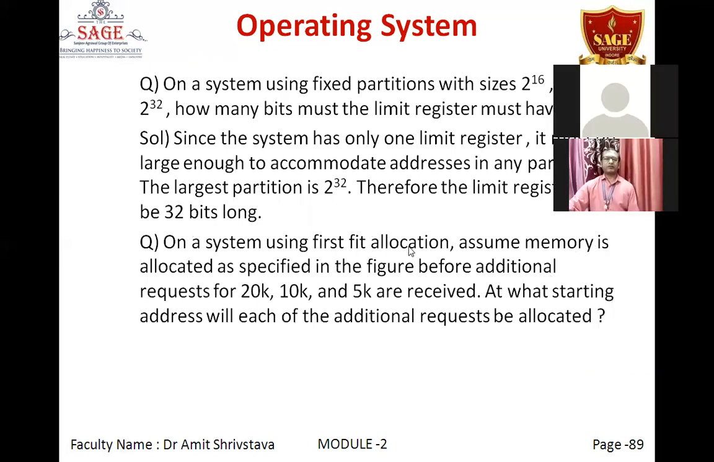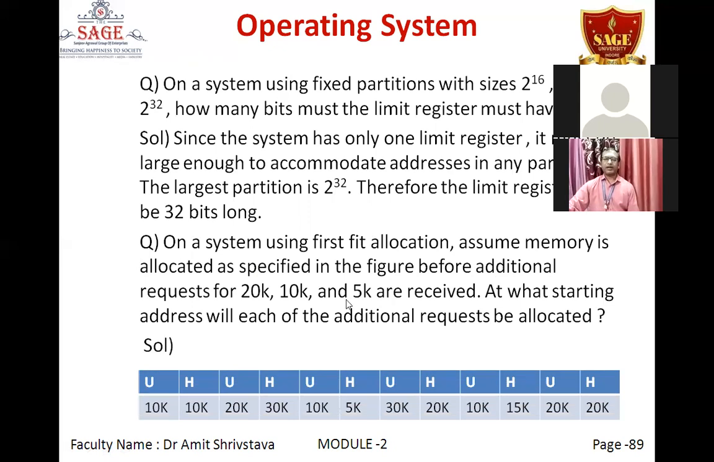So on a system using first fit allocation, assume memory is allocated as specified in the figure before. Additional requests for 20K, 10K, and 5K are received. At what starting addresses will each of these additional requests be allocated? So U is indicating utilized memory, H is indicating the hole. Okay. So we are using the first fit allocation scheme, which means the first hole which we find that is large enough to accommodate that particular request, we will simply allocate that hole to this request.